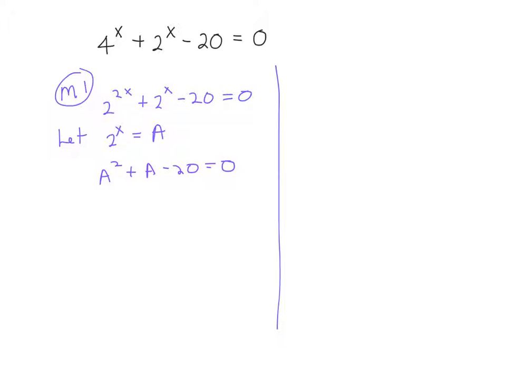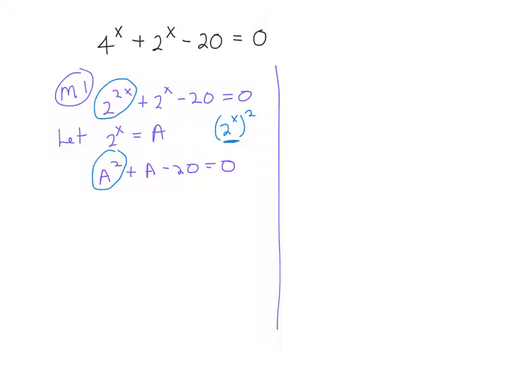But wait a second, why is it a squared? How does 2 to the 2x become a squared? Well, 2 to the 2x is the same thing as 2 to the x raised to the second power, right? Because it's a power to a power, you would multiply, making it 2 to the 2x. So then, if I let the 2^x be a, this is now becoming a squared.